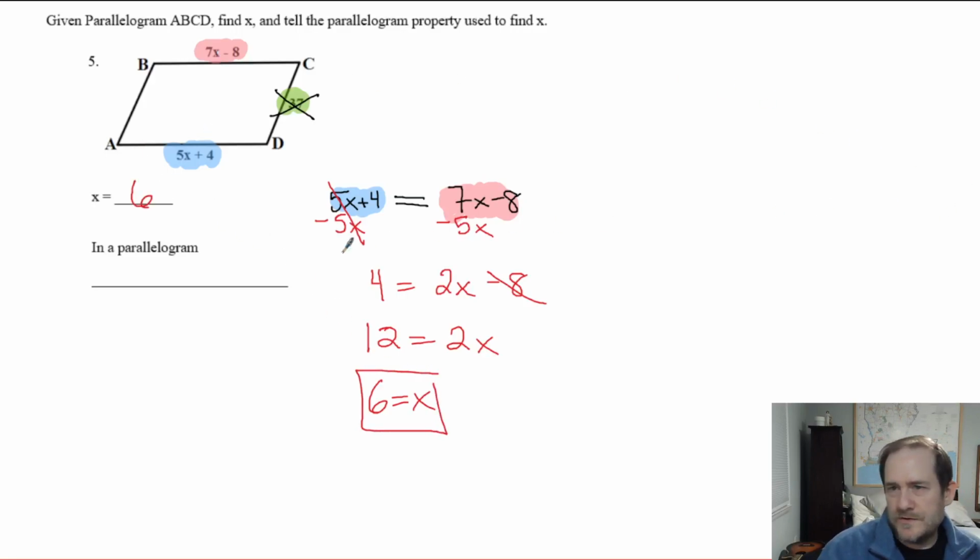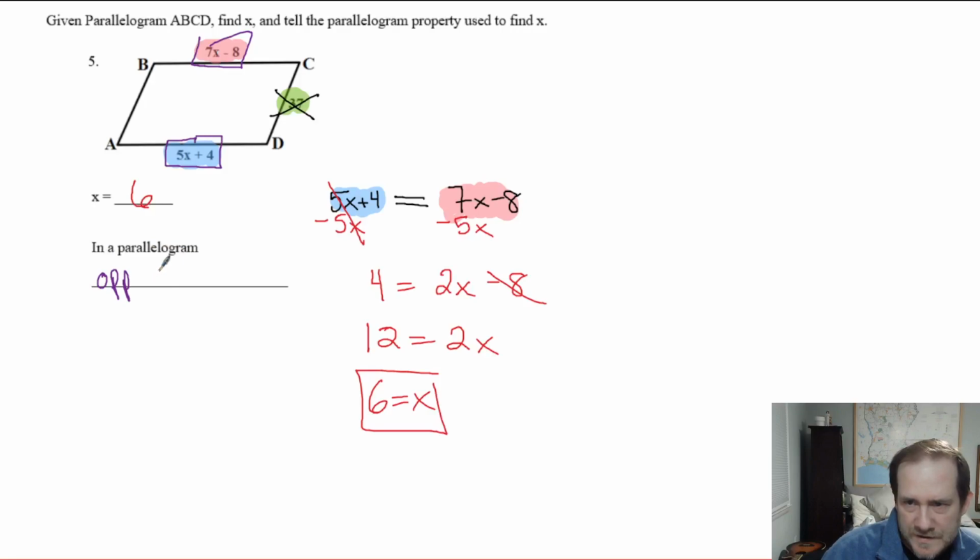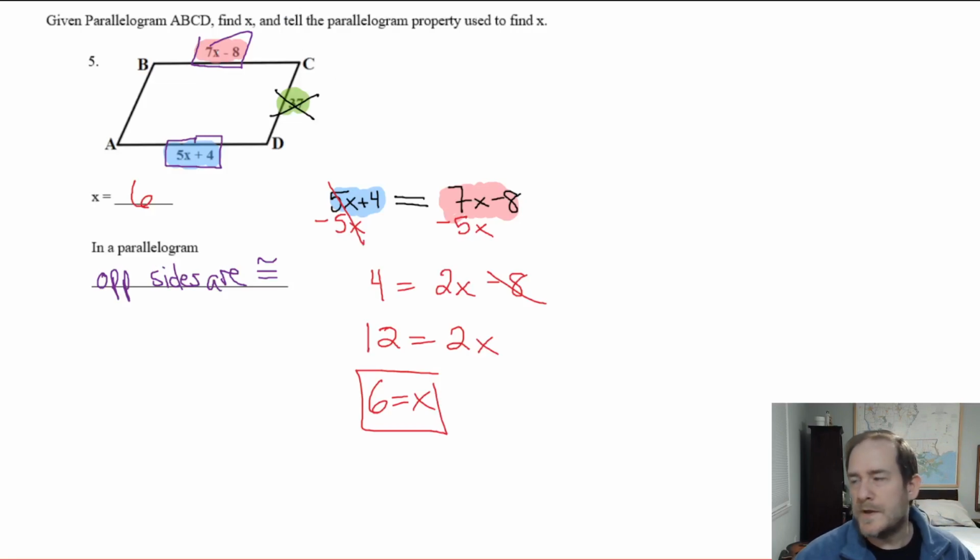And what rule did we use? Well, we were talking about opposite sides, right? So in a parallelogram, the opposite sides, and what do we say? We said they equal each other. So I guess that means opposite sides are congruent. That's the property that we used. We can try 6 now.